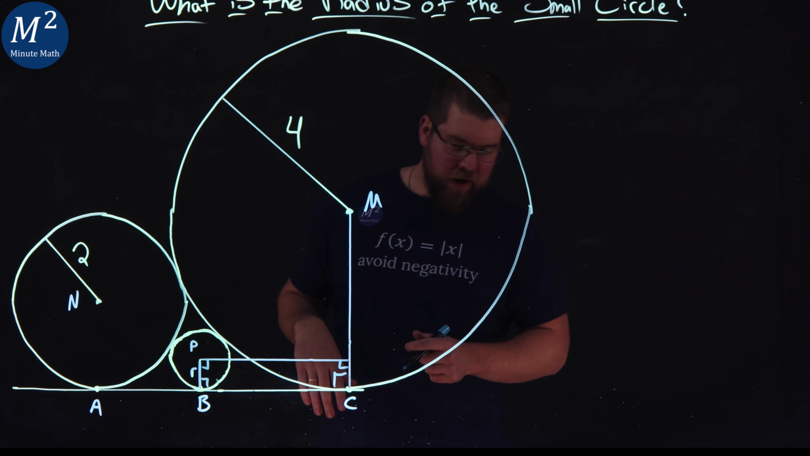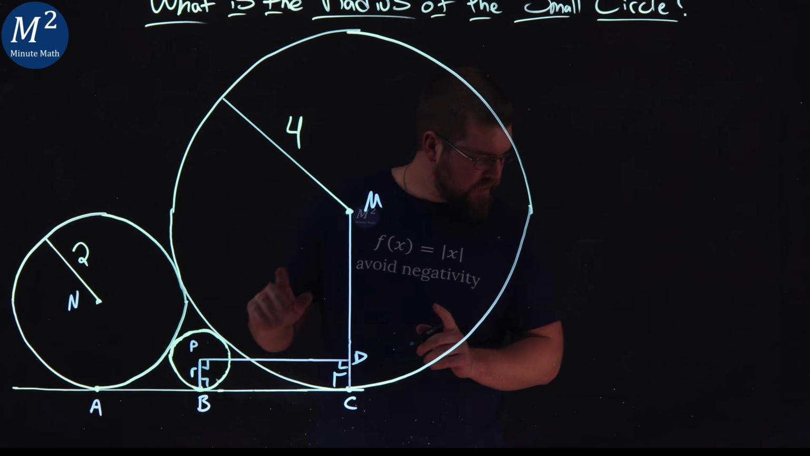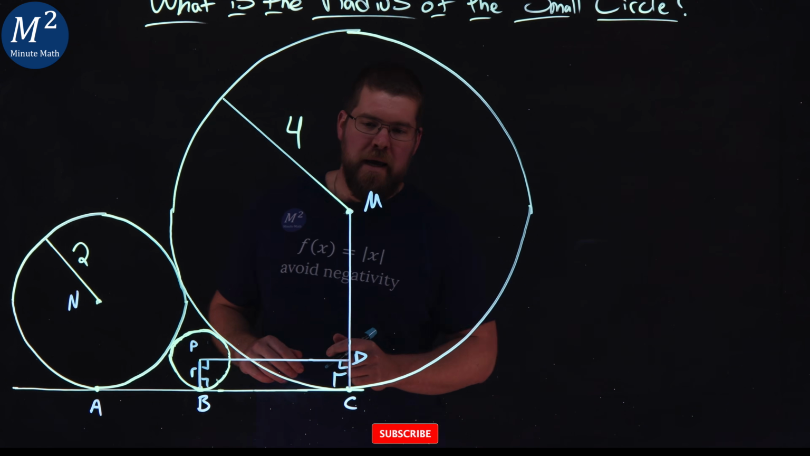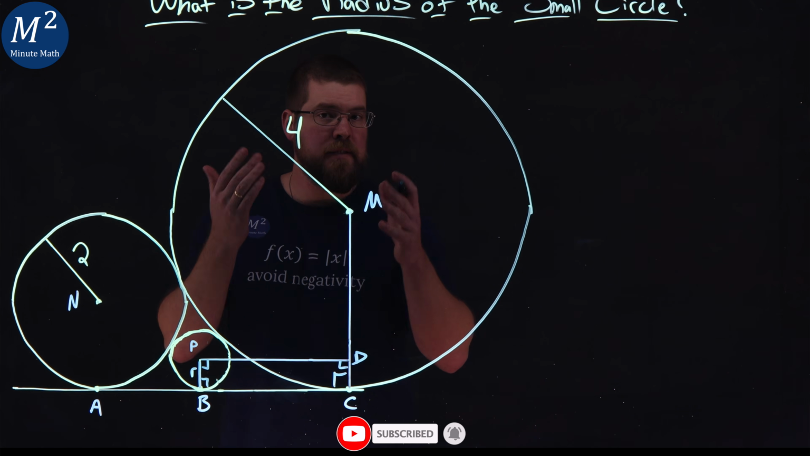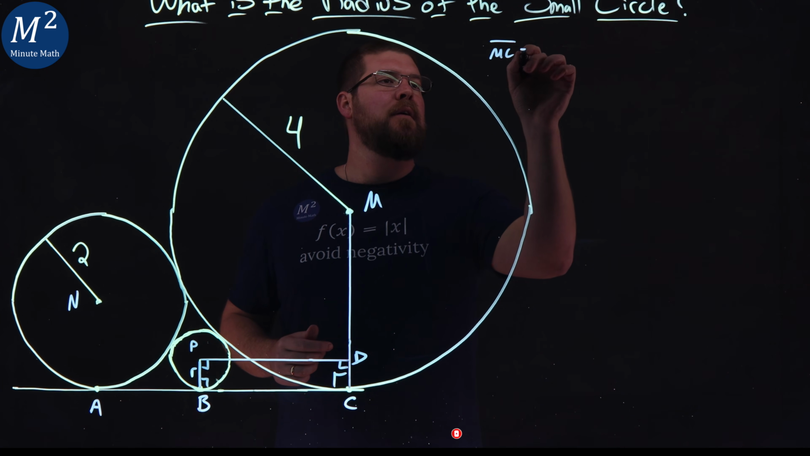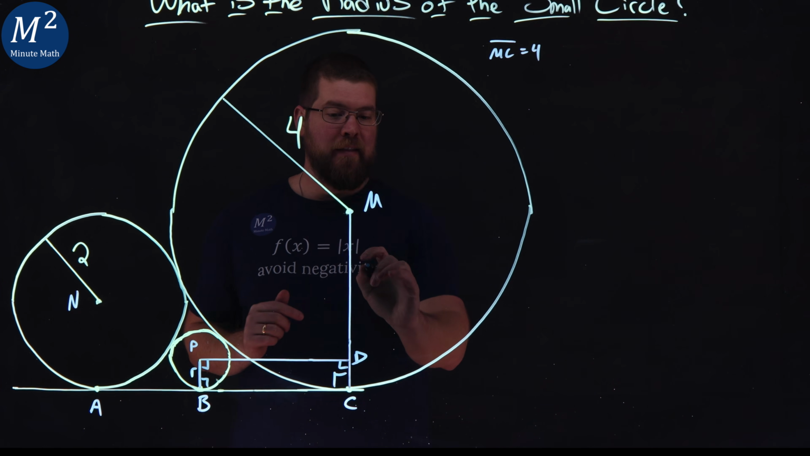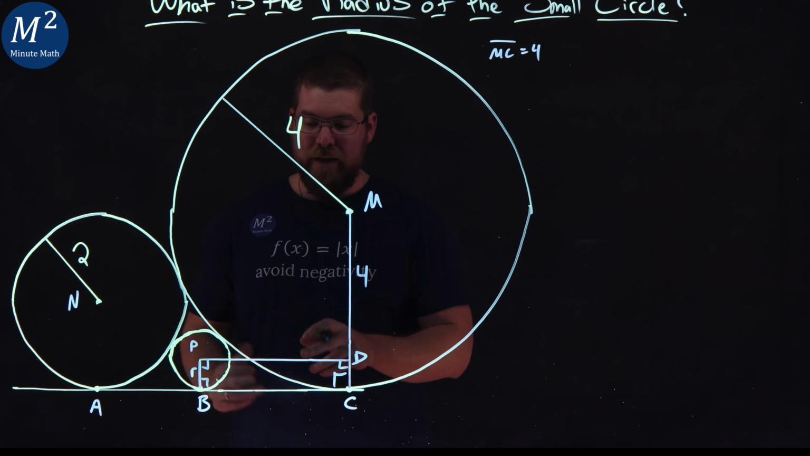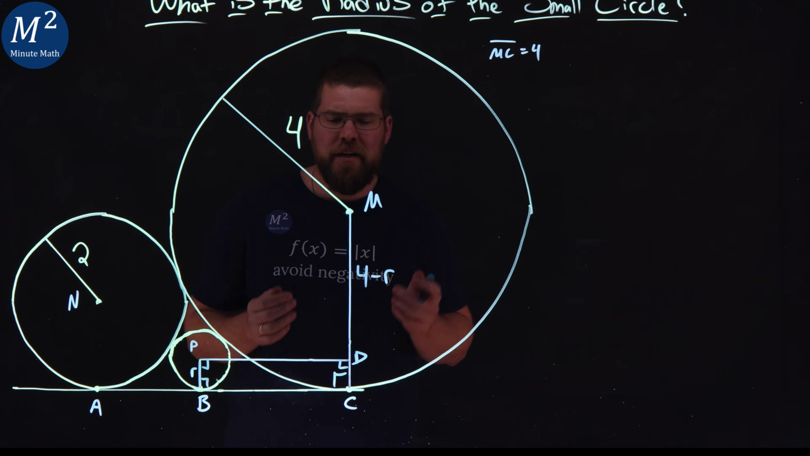Let's get some more points. What did I call this? I call this point D here. And then P is a circle, so we're good to go. All right, now watch this. What is the length of MC? Well, MC, that length, is equal to 4. But MD is that length of 4 minus the radius, minus R. Ooh, we're getting some equations or expressions here to help us out.